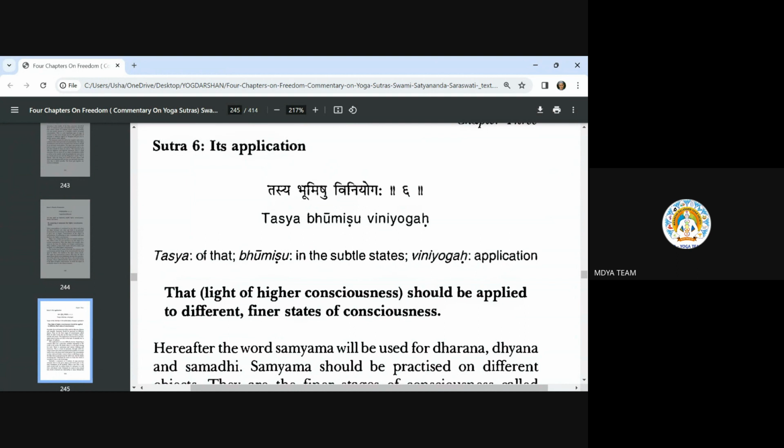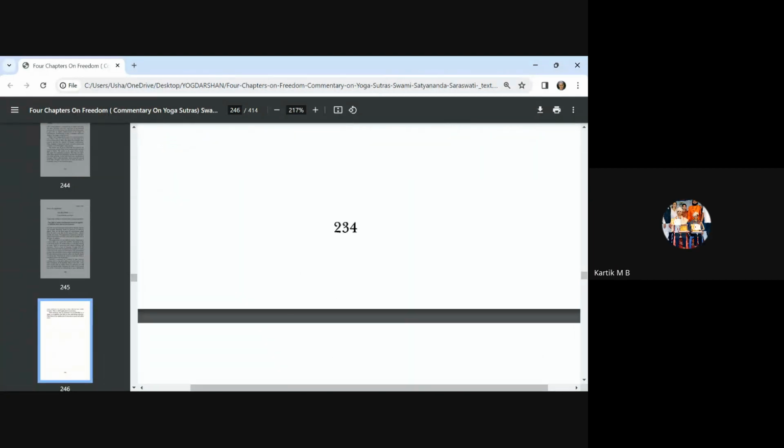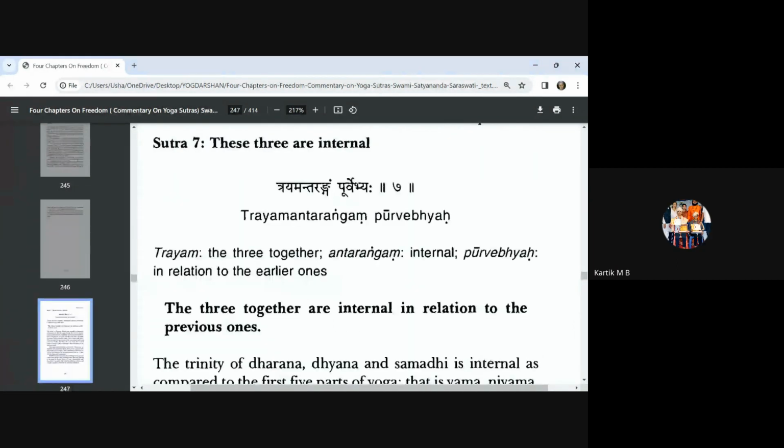Then we'll go into the seventh sutra. Madam, the author is saying that whatever pleasure or pain it may be, we have to be in sadhana. We should not be too fast, nor too slow. In that process, we have to do sadhana, he is saying.